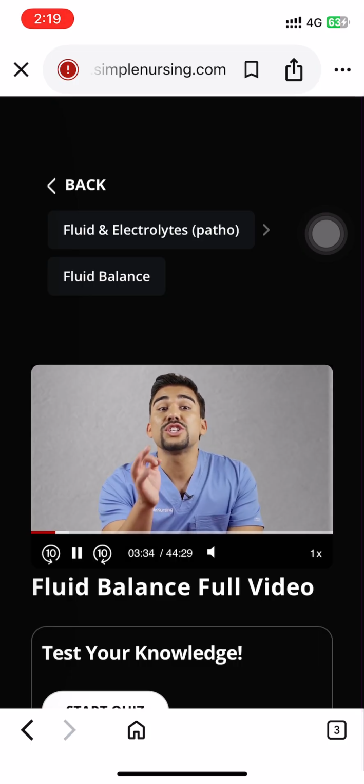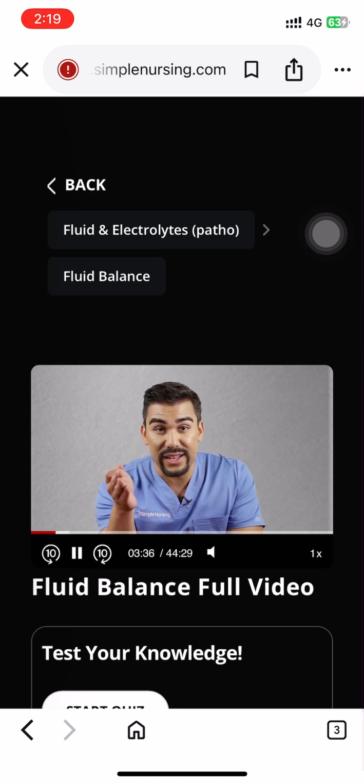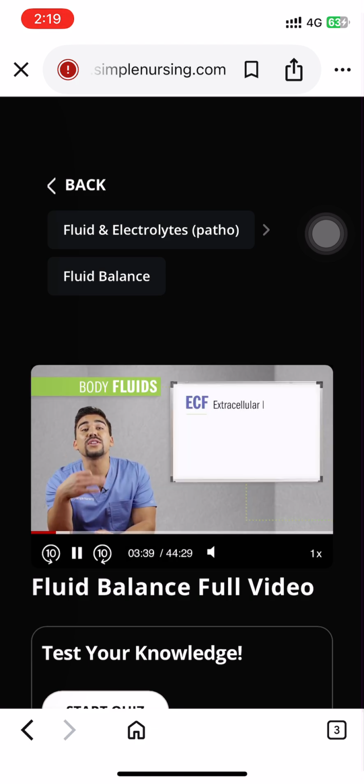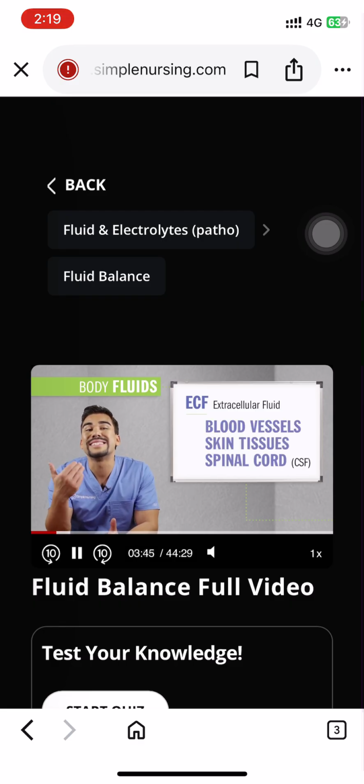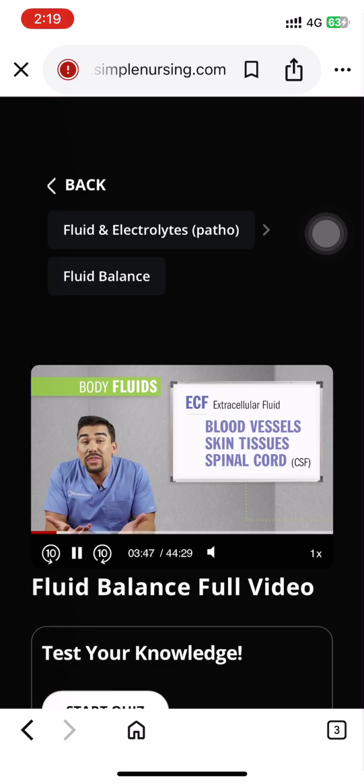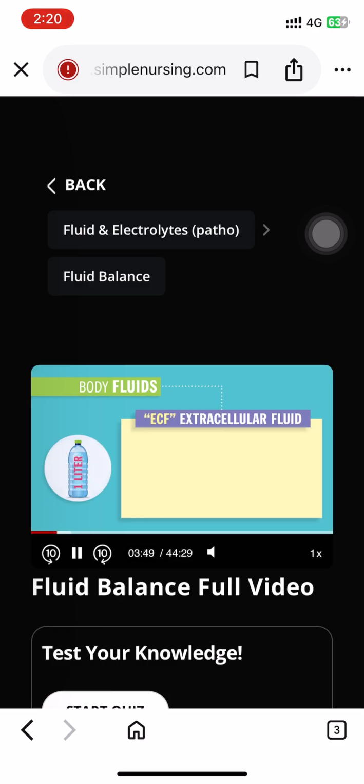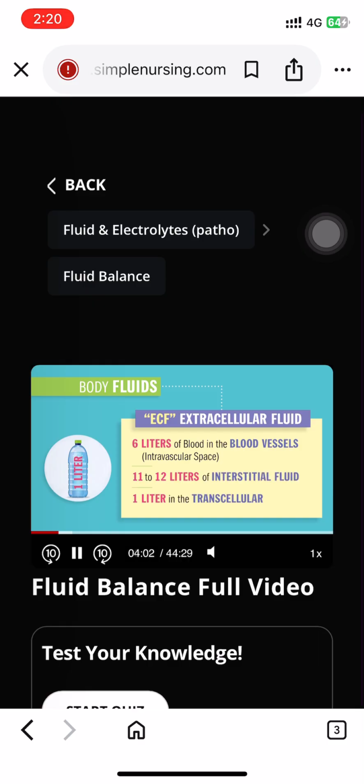Now switching gears here, let's change to the fluid outside the cell in the ECF, the extracellular fluid. This is the fluid inside the blood vessels, the skin tissues, and even the spinal cord fluid called CSF. It accounts for only 1/3 of body fluids. Now, technically speaking, 6 liters of blood that are circulating around our circulatory system, aka in the vascular spaces, and 11 to 12 liters in the interstitial fluids, as well as 1 liter in the transcellular space, or basically the fluid in between our cells.